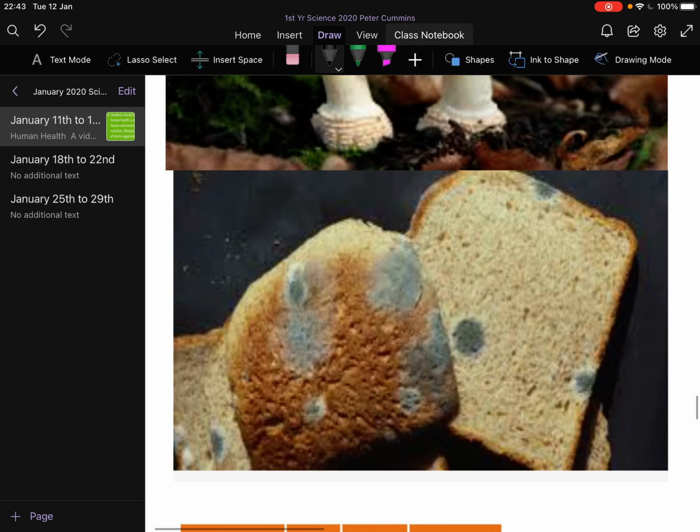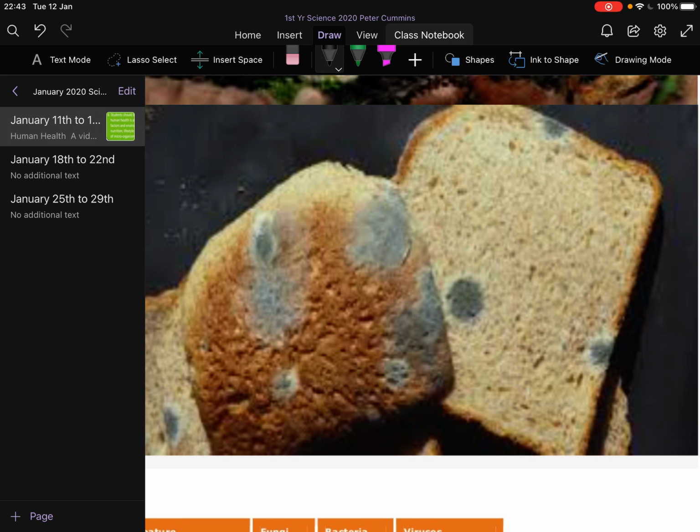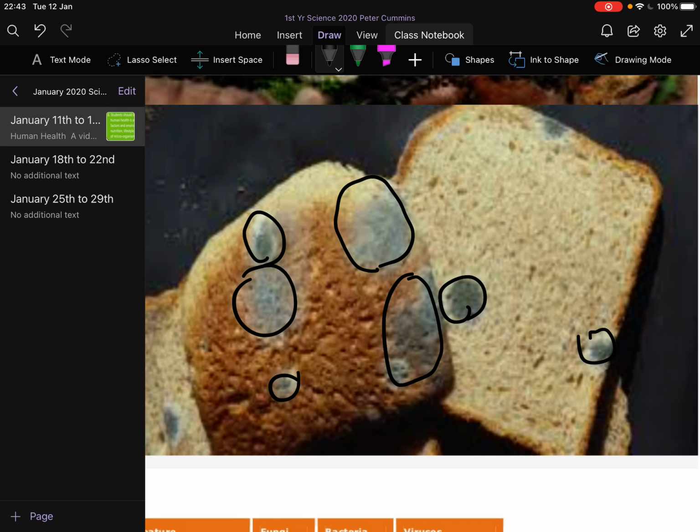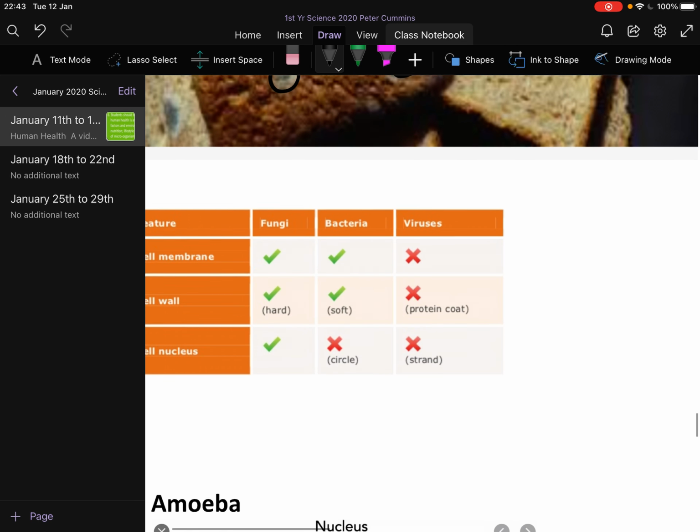You might open a loaf of bread after a week to make a sandwich, and you might see something like this. So here you have mold growth on a slice of bread, okay, because it's been left out or it's got a bit damp, and mold is going on. And again, that's fungus, okay. So if we go down and have a look at the difference between the three of them.